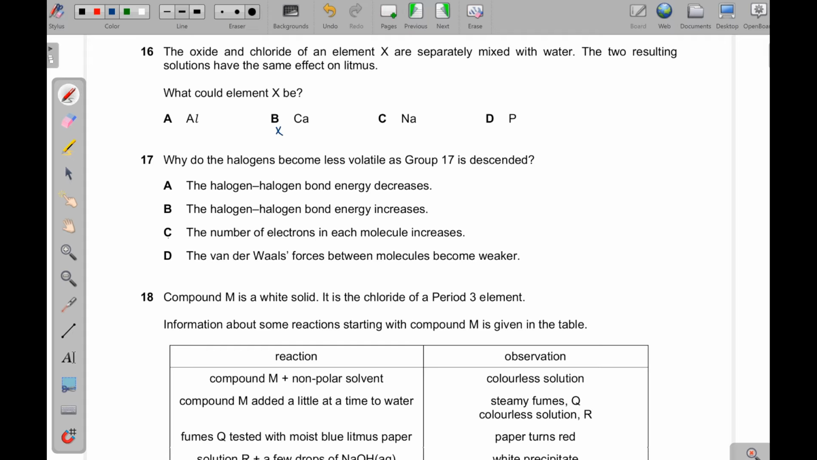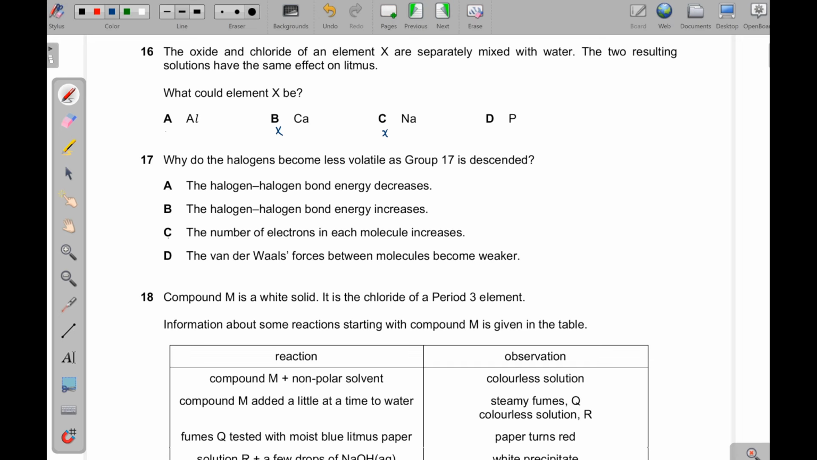Okay. Then we go to sodium. Sodium is going to do the same. Sodium oxide, when you add it in water, you get sodium hydroxide. You put red litmus, it turns blue. But sodium chloride has no effect on the litmus. Okay. So that is off.